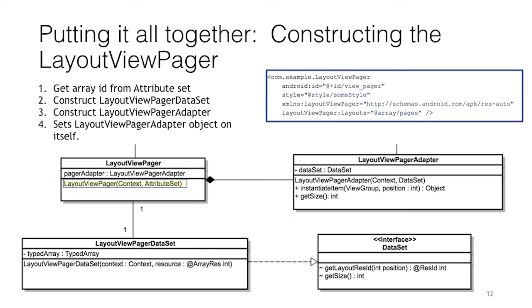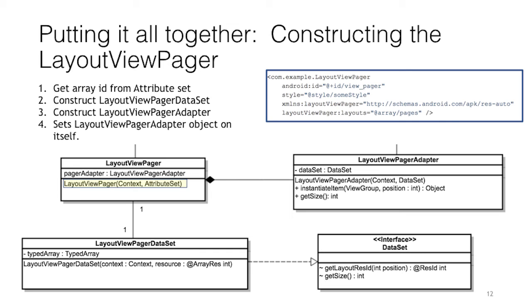Once that's done, and because it knows the context, both the context and the resource array resource ID are both satisfied. With those requirements satisfied, the LayoutViewPager dataset can be constructed by the constructor. Since the LayoutViewPager dataset very conveniently implements the DataSet Interface, it means that we can now pass into the LayoutViewPagerAdapter the context and this implementation of the dataset.